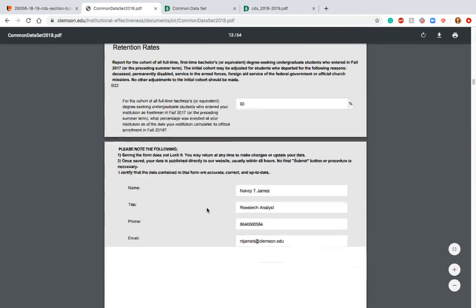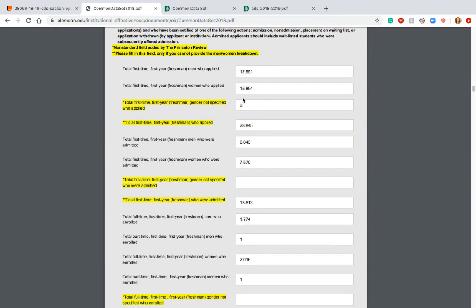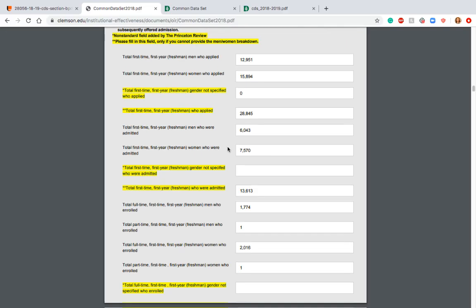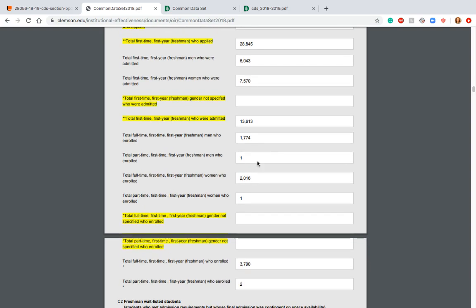Now let's look at Clemson. See what they have to say. All right, first-time freshmen, here's who applied. Then they admitted. They had 13,000 apply and took about 6,000. They had almost 16,000 women apply, and they took 7,500. So you're looking at about a 50%, I'm doing generalizations here, about a 50% admit rate. So 1 out of every 2 people who applies is going to get in. They admitted a total of 13,000 students. How many enrolled? About 1,700 men enrolled and about 2,000 women enrolled.